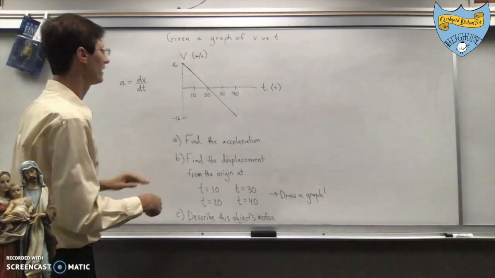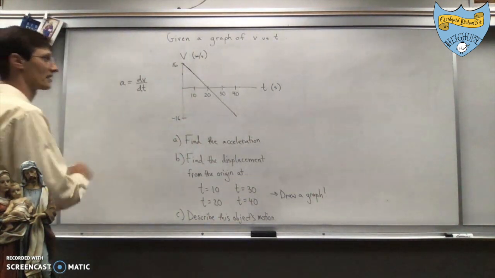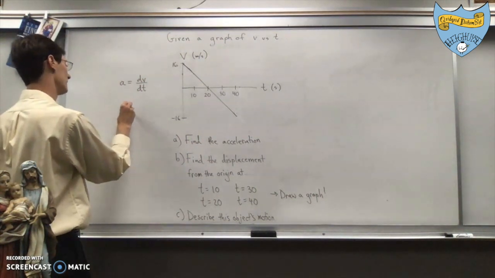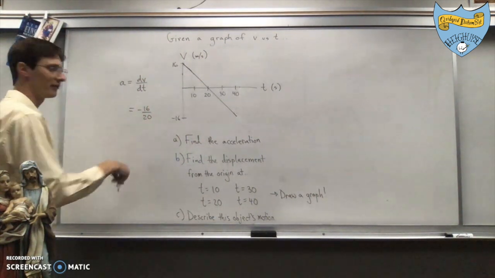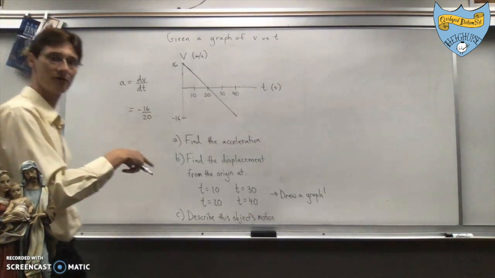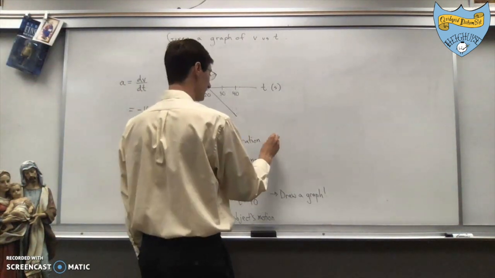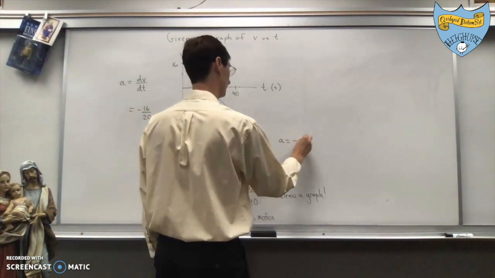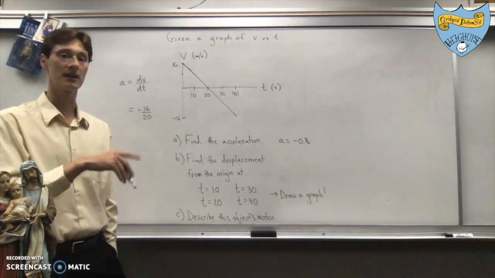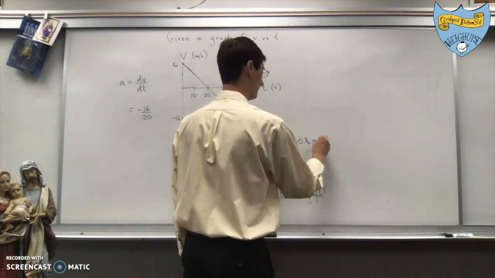It's a straight line. We can figure out that the slope is negative 16 over 20. Okay, and if we simplify that fraction, that's negative 4/5 or negative 0.8, whichever one you prefer. And the units for that would be meters per second squared.